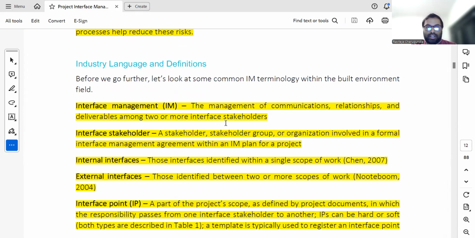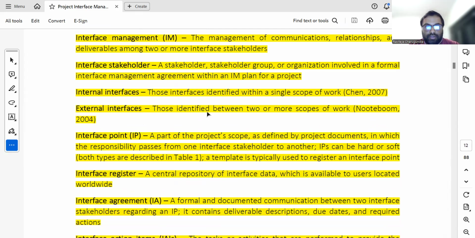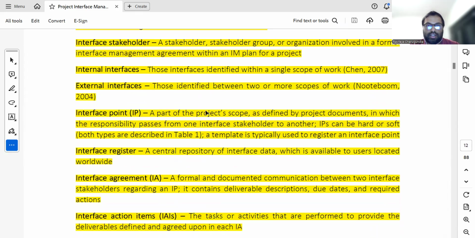What are internal interfaces? These are interfaces identified within a single scope of work. And what is an external interface? This is identified between two or more scopes of work. And what is an interface point? The interface point is defined by the project documents, in which the responsibility passes from one stakeholder to another stakeholder.